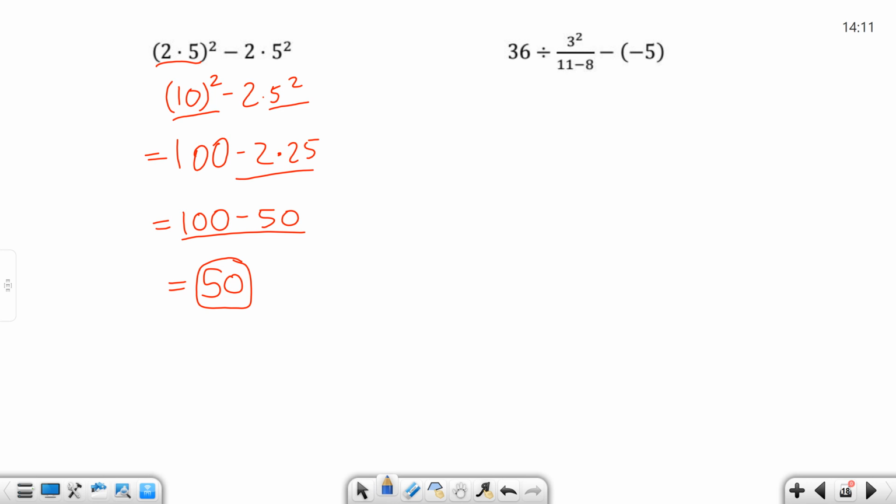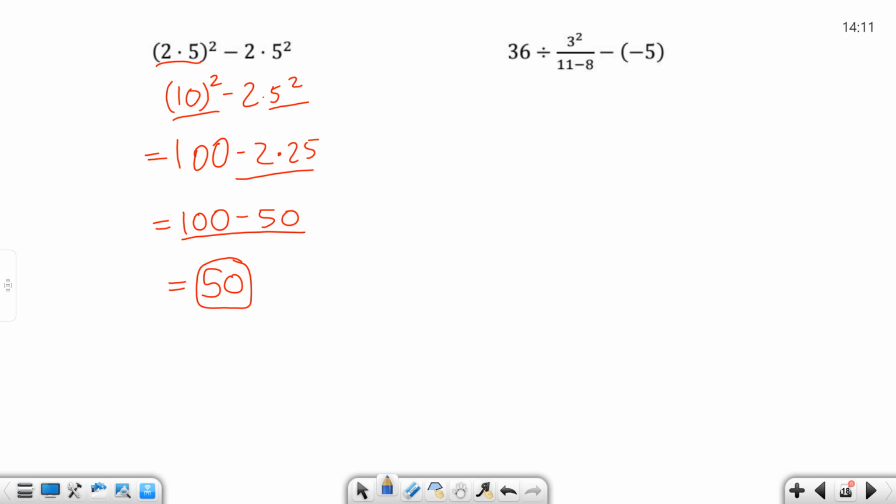36 divided by 3 squared, divided by 11 minus 8, minus a negative 5. Wow. So the first thing I should do is parentheses. You go, well, there's not any parentheses that need work. Okay, and remember I told you about terms. Here's a new term starting. So really you can take care of this separately from this because they're in different terms. But we're just going to follow the order of operations very strictly here. It'll cost us a few steps, but that's okay.